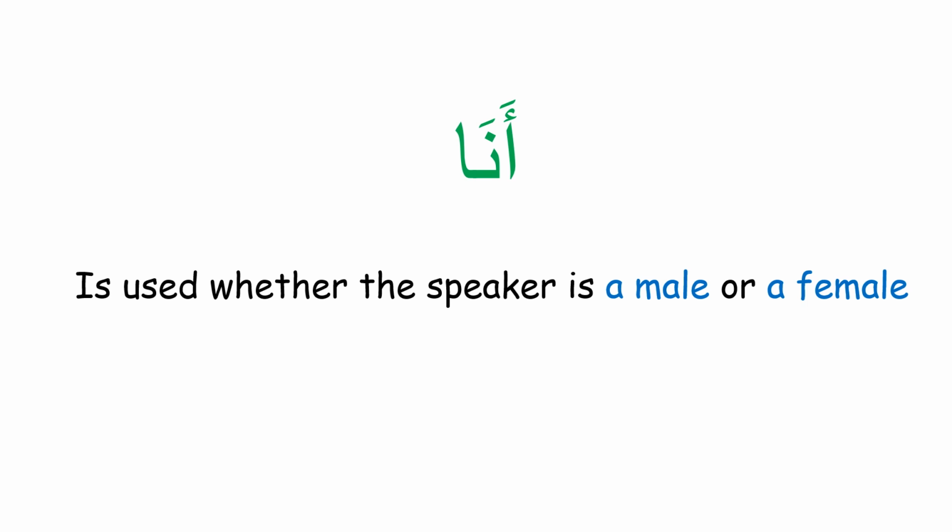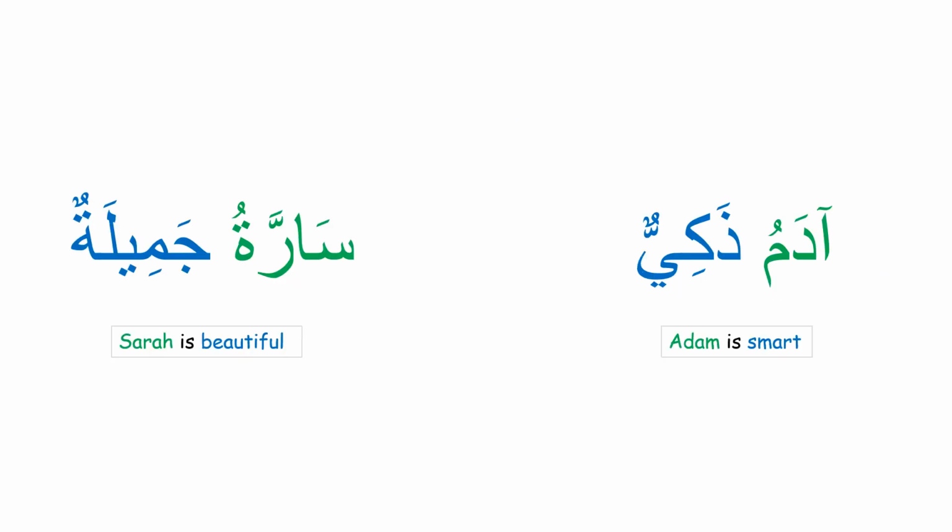As to the examples, let's try to hit 2 birds with 1 stone and see how personal pronouns are used and how they can replace the subject in a nominal sentence. Please take a look at these 2 nominal sentences. آدم ذكي، سارة جميلة. We all agree that these 2 are nominal sentences, isn't it?